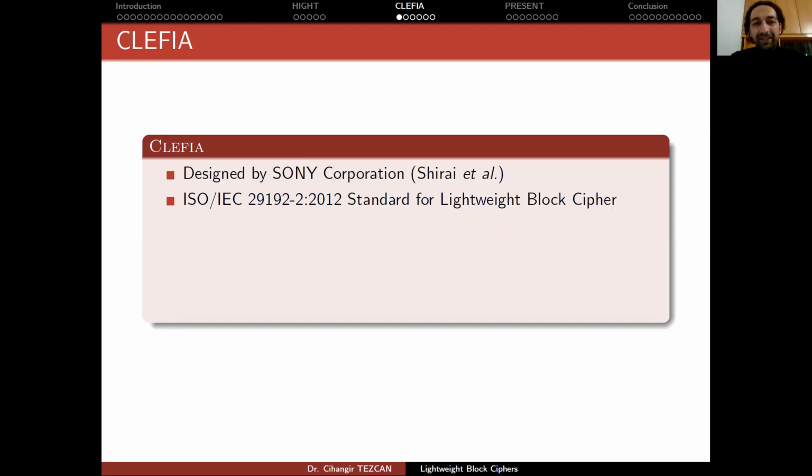And we can also say that CLEFIA is a kind of better choice for software implementations, and PRESENT is better for hardware implementations. I'm saying this mostly because CLEFIA operations are designed for bytes, but PRESENT works on bits, which is easier to do on hardware. So we believe that Sony uses this algorithm for digital rights management.